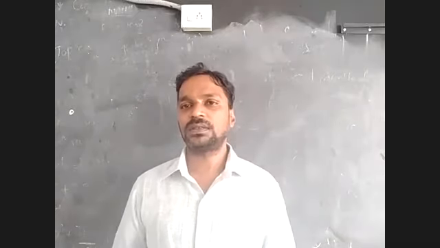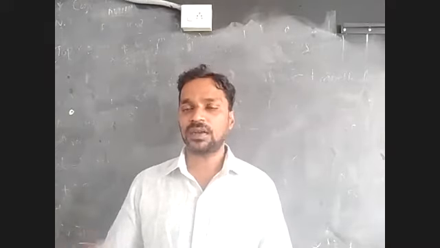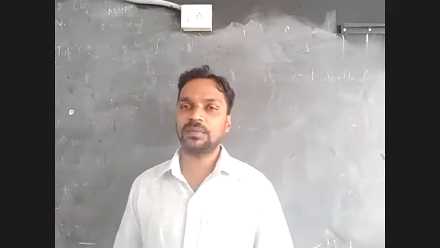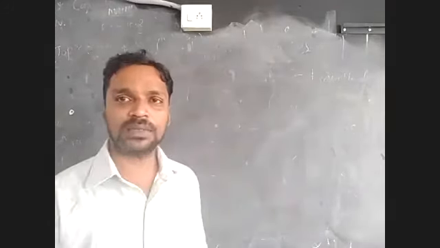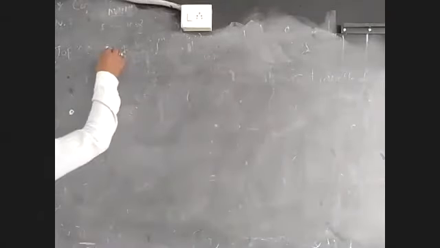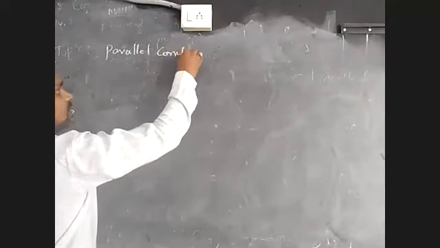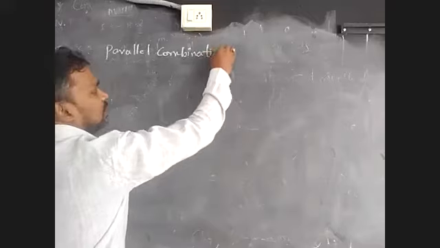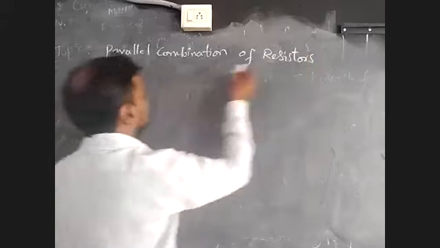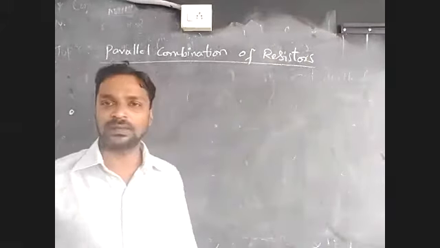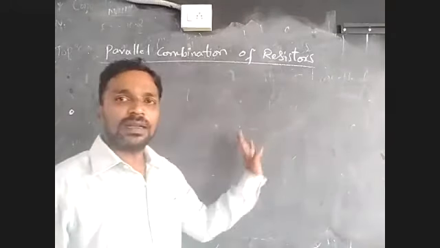Now the next topic, factors affecting resistance, we have cleared that one. Now I am going for another combination, that is the parallel combination of resistors. Bulbs, let's just see the bulb. So, parallel combination of resistors. Now, before going to that one, how to connect?